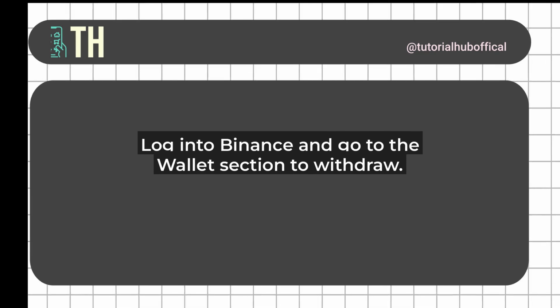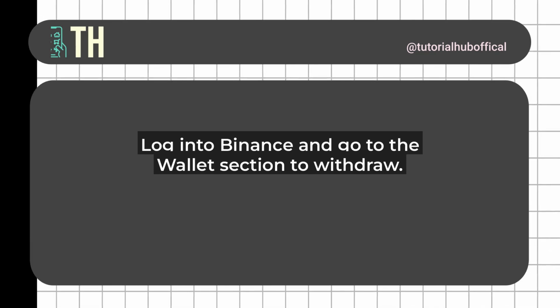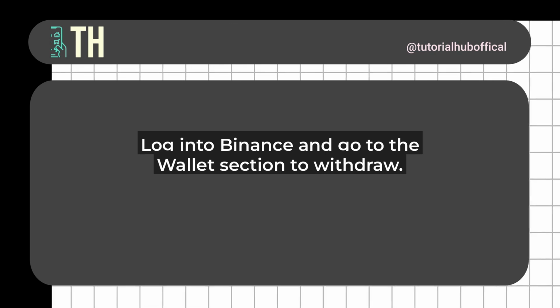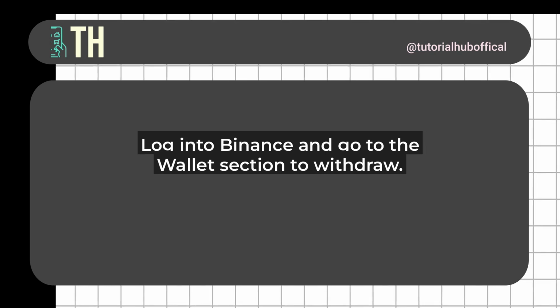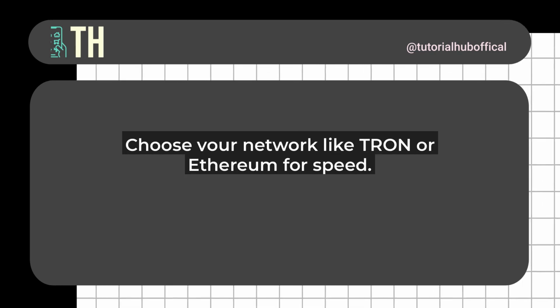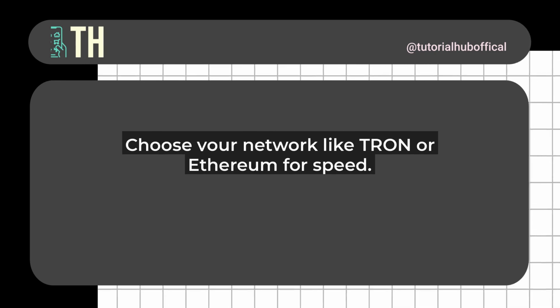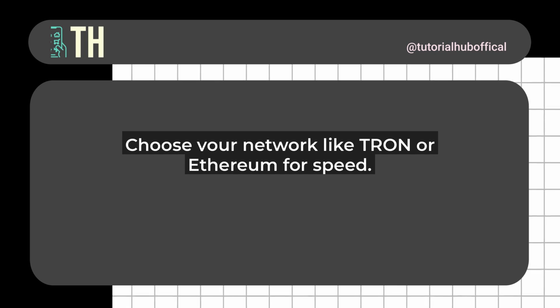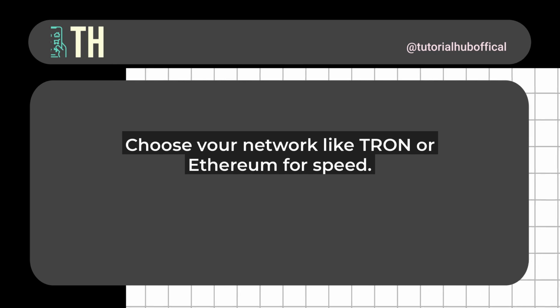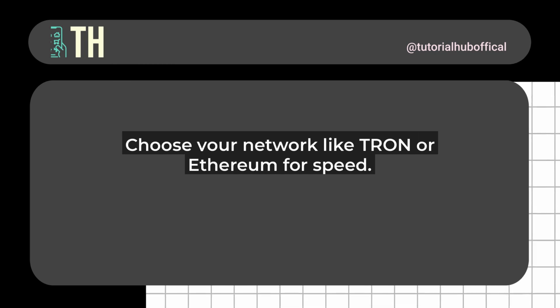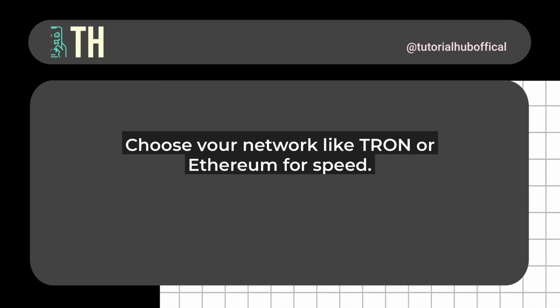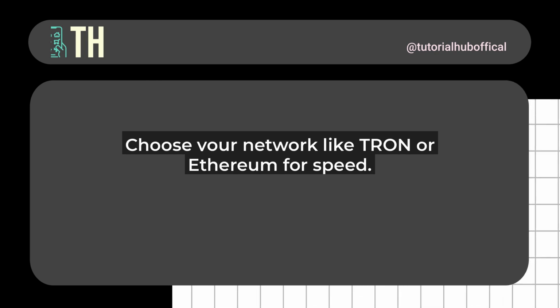First things first, let's walk through the steps. Log into your Binance account and head to the Wallet section. Select USDT from your assets, then click on Withdraw. You'll need to choose a withdrawal network. Options like Tron, Ethereum, or BNB Smart Chain can affect the speed. Enter the recipient's wallet address, specify the amount, and double-check everything before hitting Confirm.